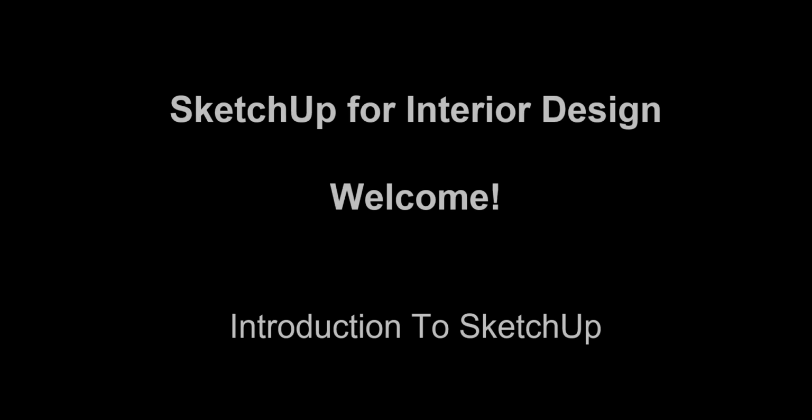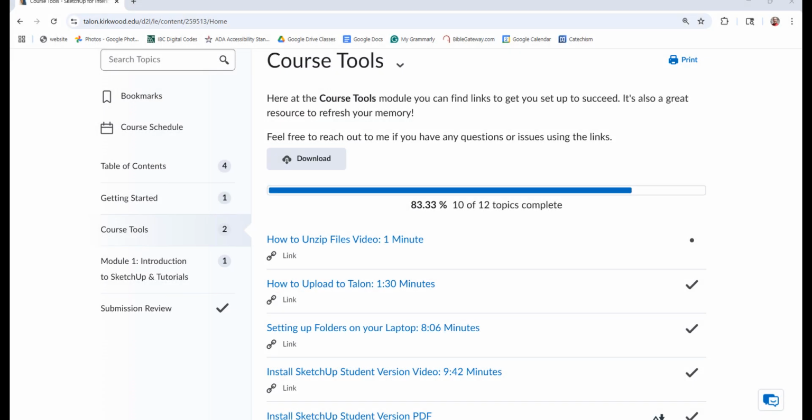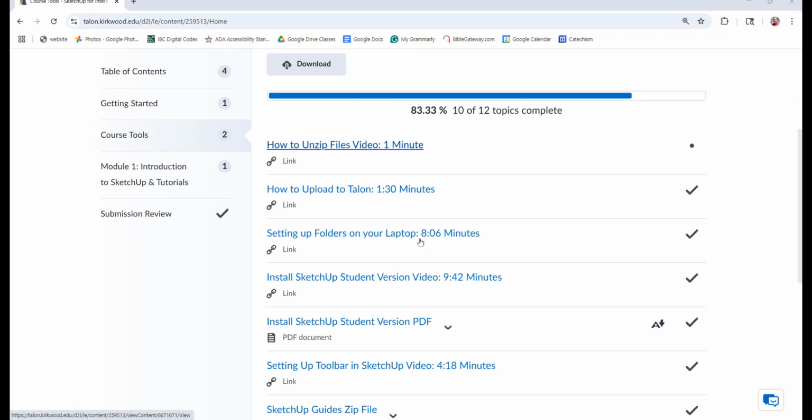So welcome to the class and welcome to the first module. We will be introduced to the SketchUp program and how it can be used to create models. Now, you should already have the student version installed. If not, there's a PDF in Talon that you could go to, in course content, course tools, and installing the SketchUp student version. There's a video there and a PDF that'll help you do that.